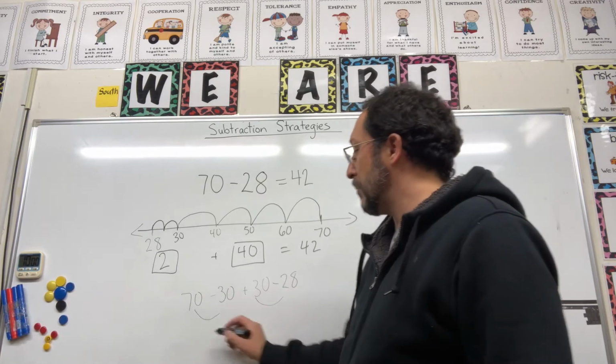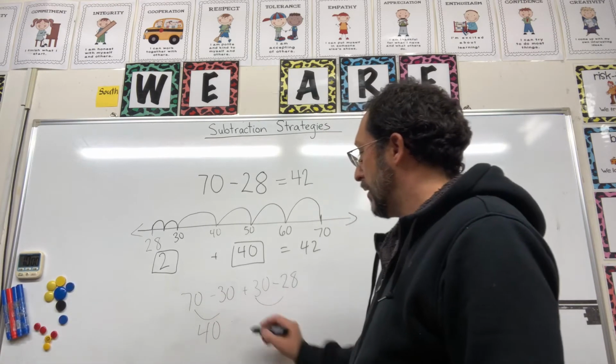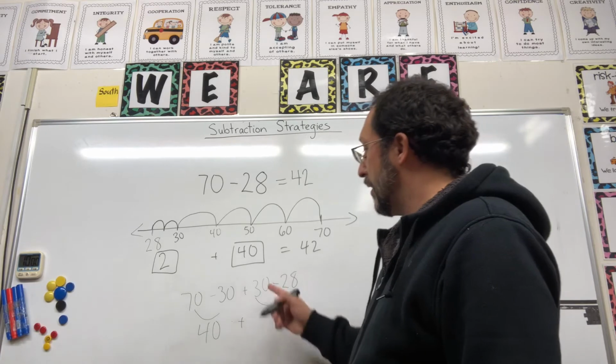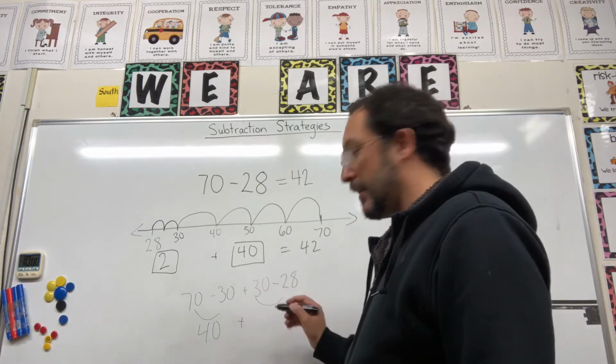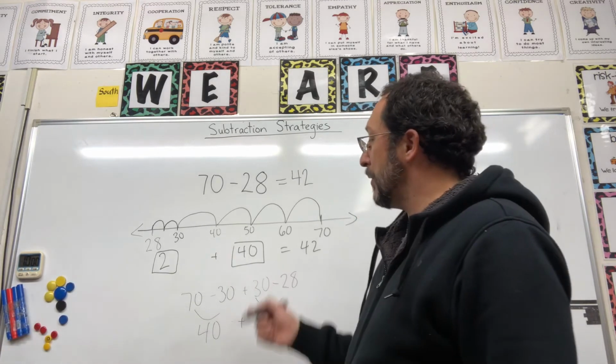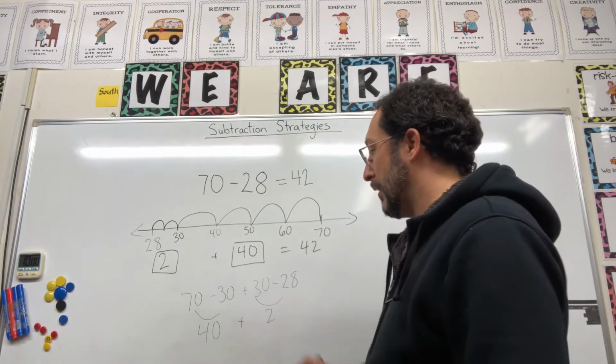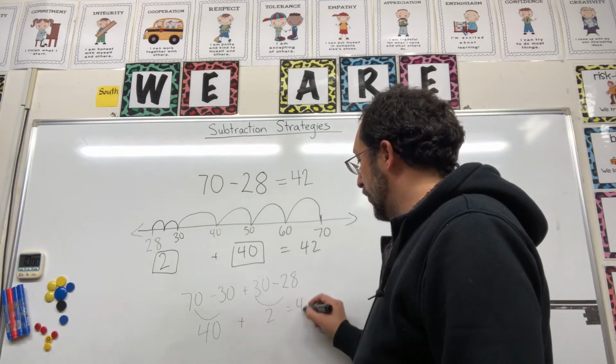So, 70 minus 30 is 40, plus, we carry that plus down here, 30 minus 28, easy enough, that's 2. It's the same thing we did up here with the number line. So 40 plus 2 equals 42.